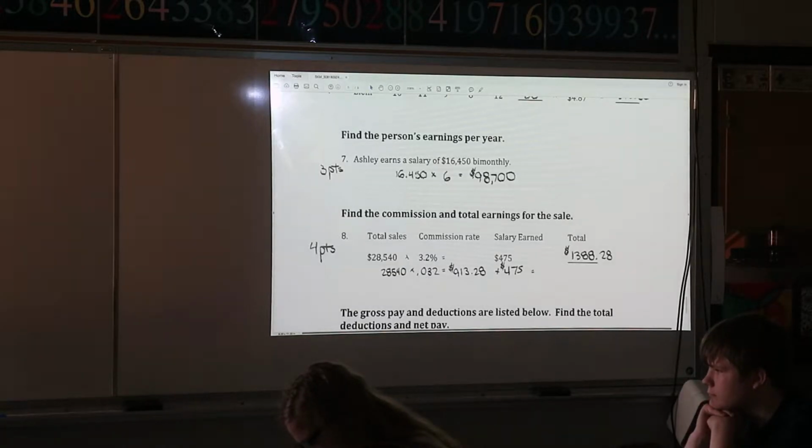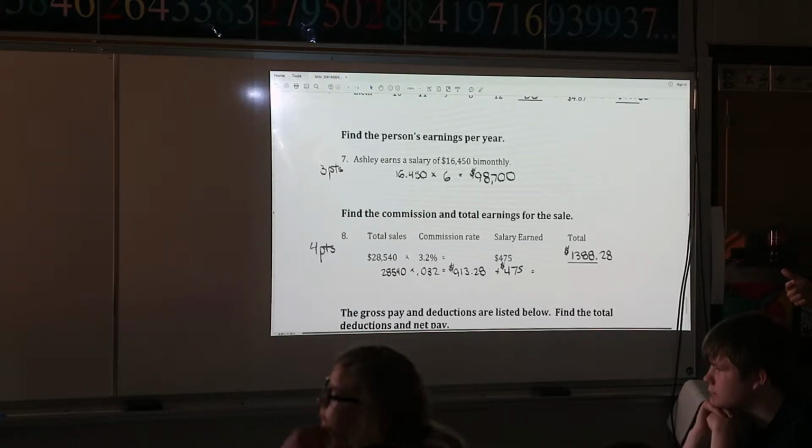There's your total. The most common mistake people made, they had the decimal in the wrong spot. 3%, they kept using 3.2. You're not going to be making 100 grand. I'm just telling you that. Selling one car for $20,000.